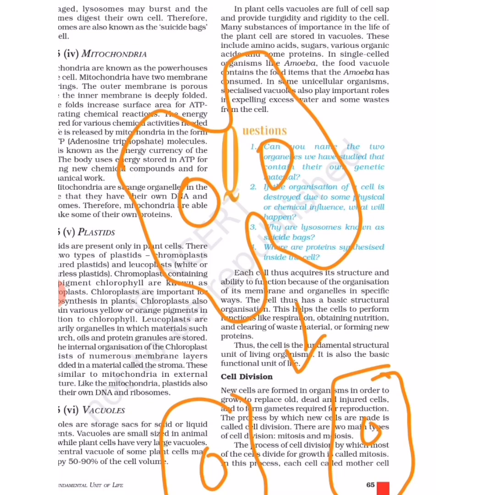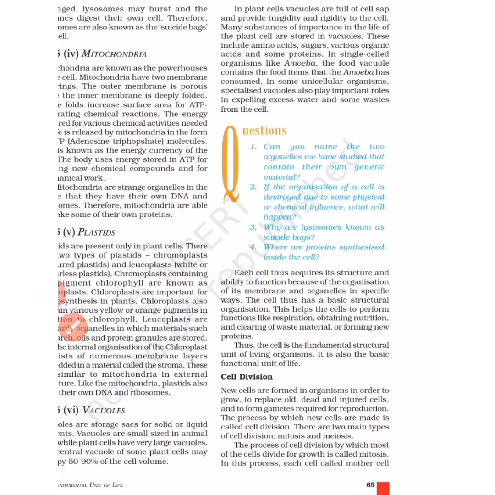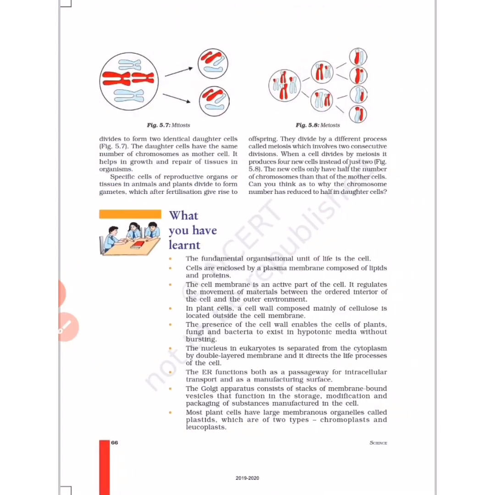And how does this signal come into action? When the nucleo-cytoplasmic ratio, meaning the nuclear control over the cytoplasm, gets weakened, then it's time for the cell to divide. The process of cell division by which most of the cells divide for growth is called mitosis, and in this process each cell, called the mother cell, divides to form two identical daughter cells, right? The daughter cells have the same number of chromosomes as the mother cell, and it helps in the growth and repair of the tissue. So what is the function of cell division? It helps in the growth and repair of the tissue. So this is all about the chapter.